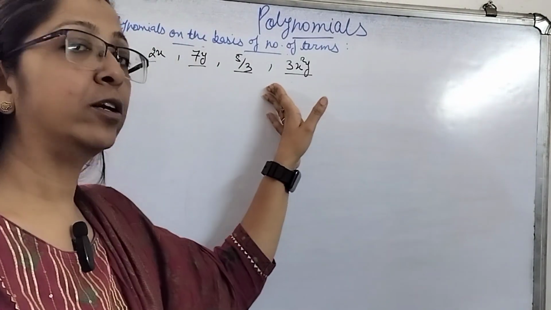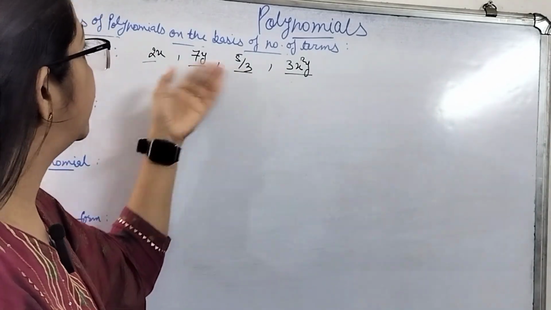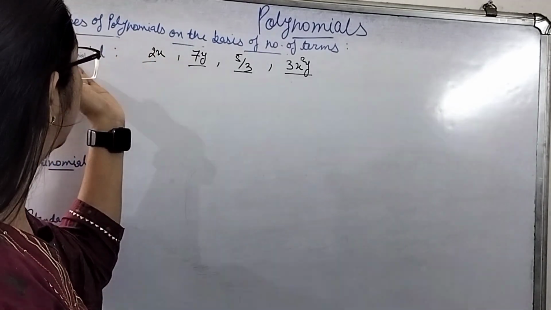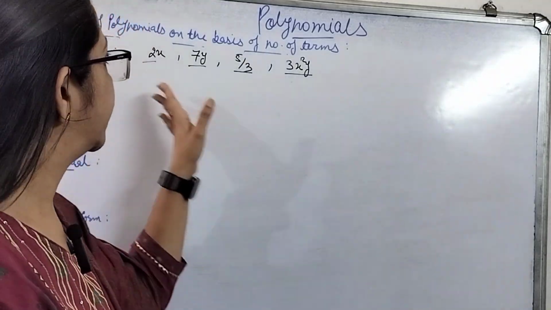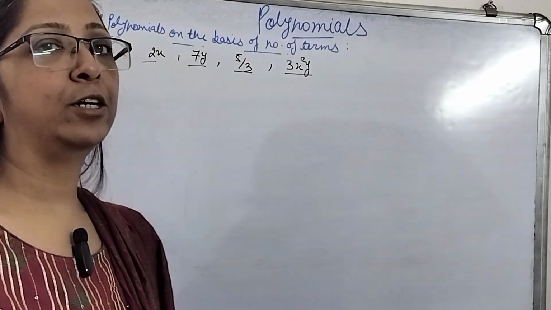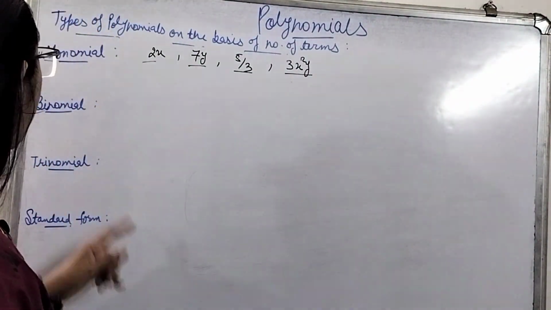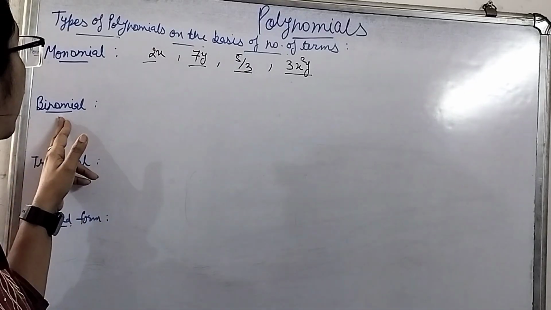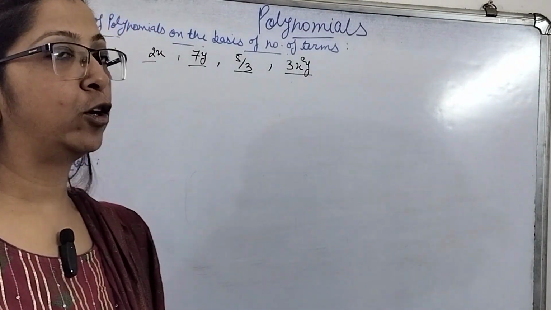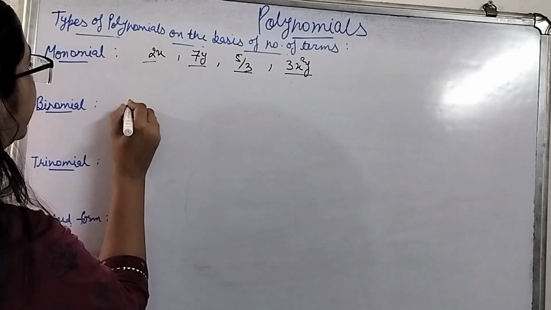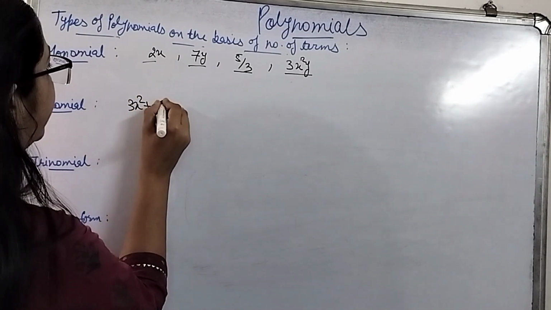The term should be non-zero. If any polynomial has only one non-zero term, then such polynomials are known as monomials. If the number of terms in any polynomial is 2, then it is known as a binomial, like 3x square plus 5x.